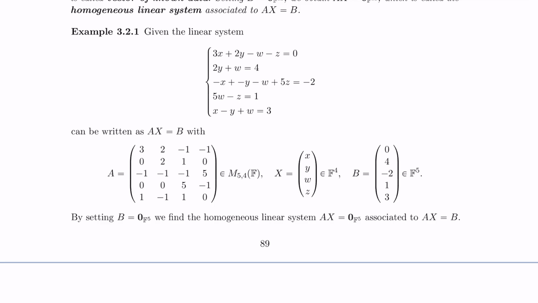The vector of unknowns is this one, and the vector of known data is this one here, corresponding to the column vector obtained by taking all the coefficients that appear on the right-hand side of the equations.